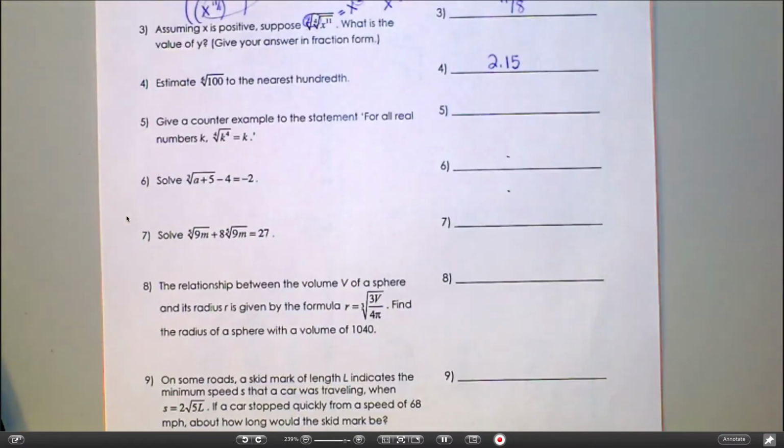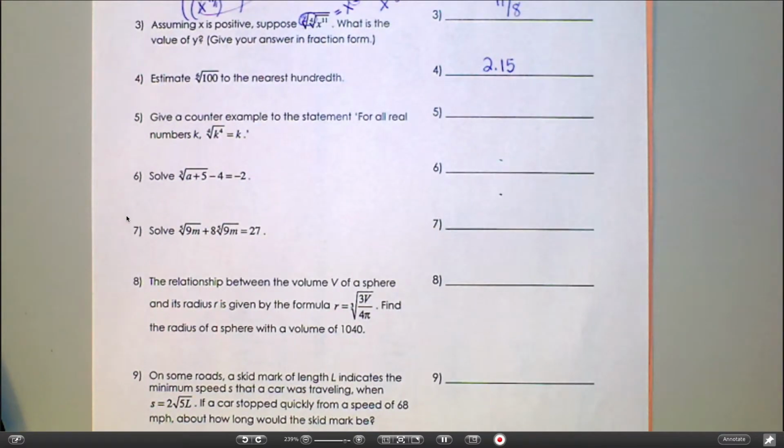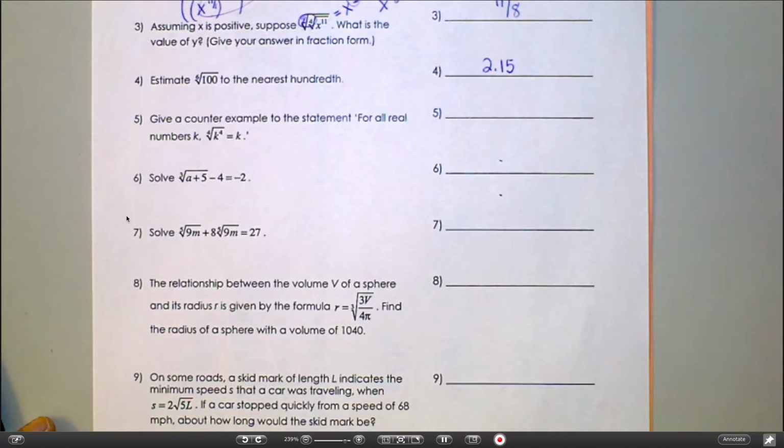All right, let's talk about a counterexample, number 5. Remember, a counterexample is something that proves something false. So you would just write a number that doesn't make it work? What kind of numbers do you think would not make this work? Negatives. Which means I don't want you to write any negative number. I want you to write a specific number. -2. Okay. So here's how you're going to show me that this is a counterexample.